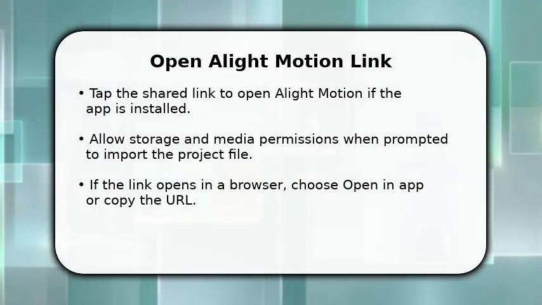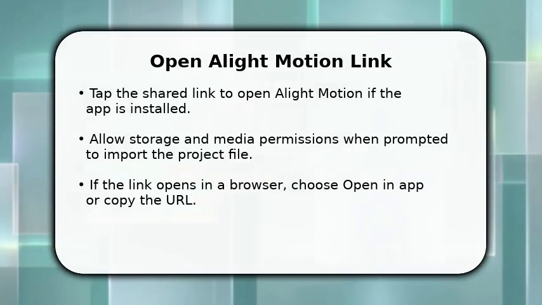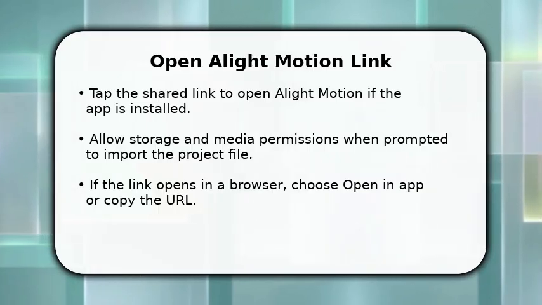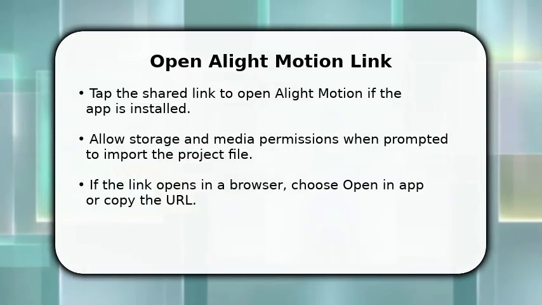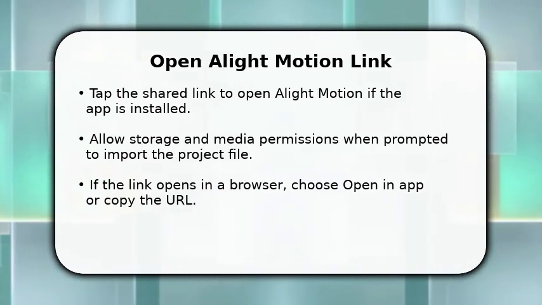If the link points to a file, download it to your device first. Use a Wi-Fi connection for faster download and to avoid mobile data charges. Keep Alight Motion updated to the latest version for best compatibility with shared links.